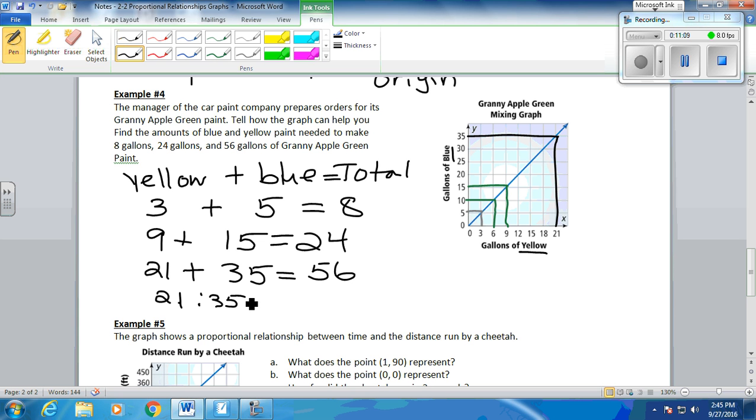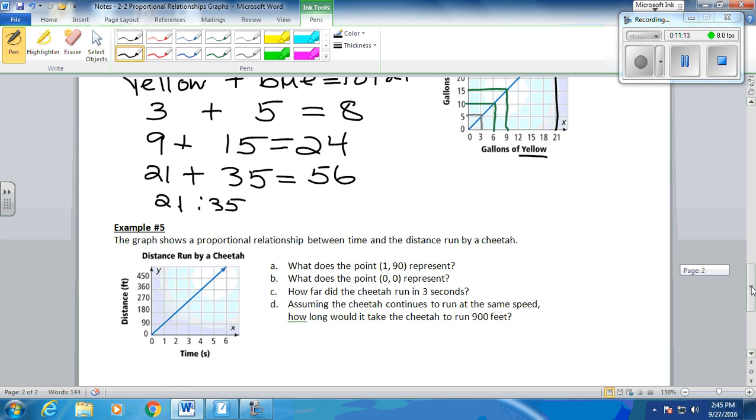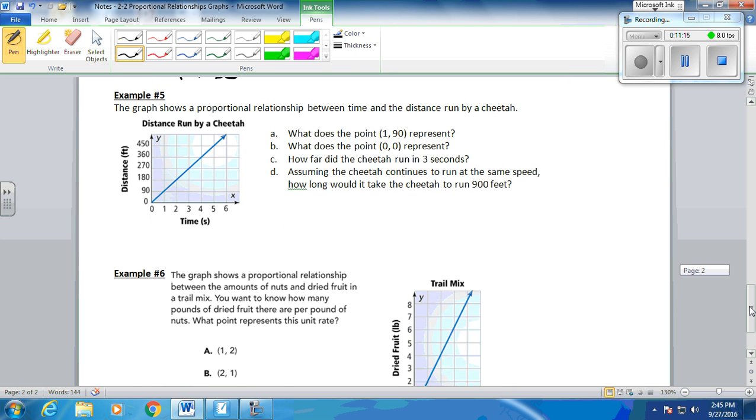So number 5 says that the graph shows a proportional relationship between time and the distance run by a cheetah. Time, notice, is in our x, and the distance is in the y. This is not a multiple choice question. There are 4 parts to this question that they want us to answer.